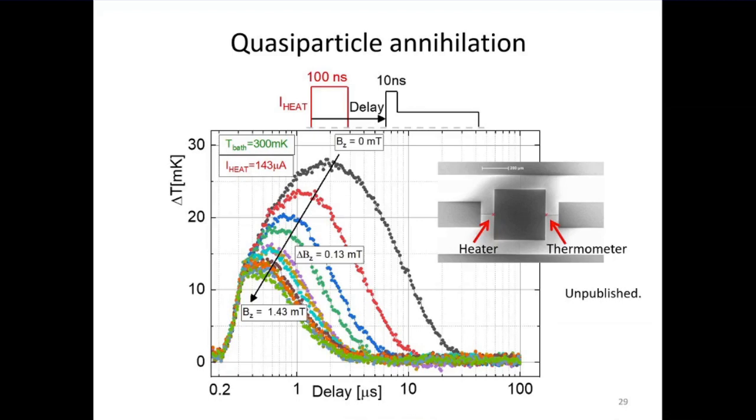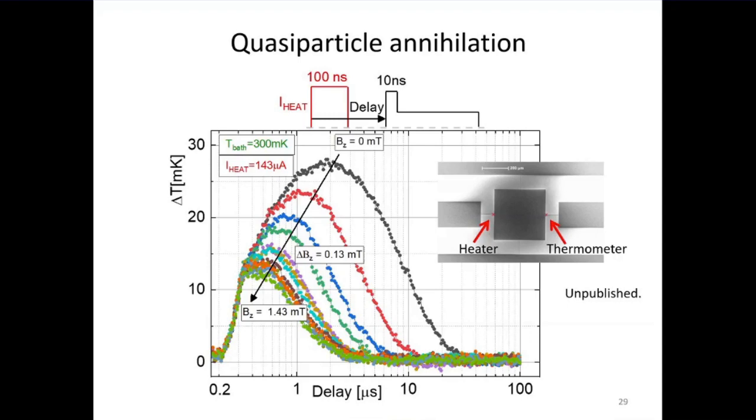But when we add some magnetic field, here I added it in steps of 0.13 millitesla. So the last curve is only 1.4 millitesla. You see that already adding a small field results in suppression of the signal.